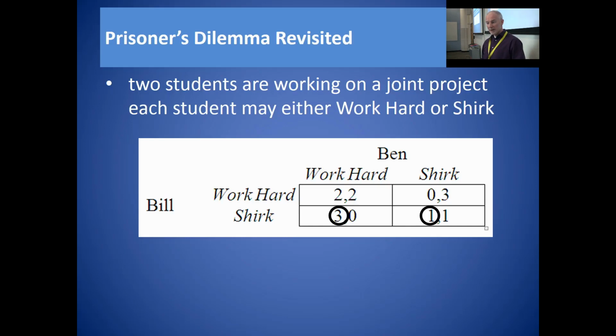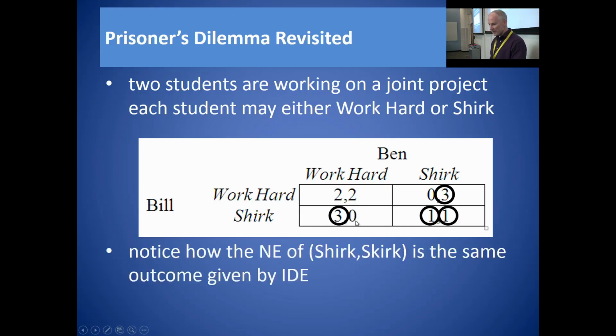So, that's for Bill. Let's find Ben's optimal strategies. So if Bill chose to work hard, what's Ben going to do? Shirk. Again, work hard gives a payoff of 2. Shirking gives a payoff of 3. If Bill chose to shirk, Ben is going to shirk again. Payoff of 1 as opposed to a payoff of 0. So what does that mean? That means in this game of the prisoner's dilemma, there is a single, unique Nash equilibrium, where both players choose to shirk.